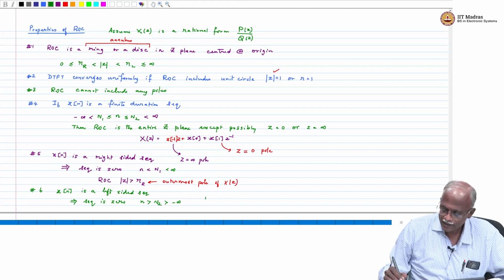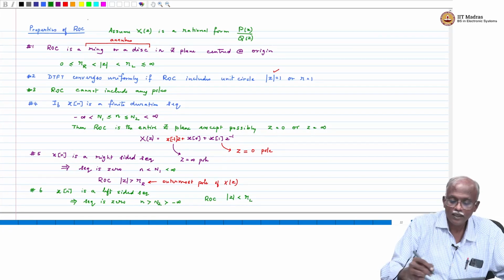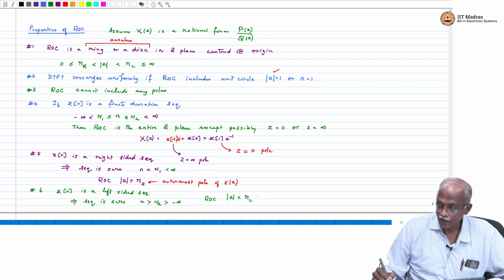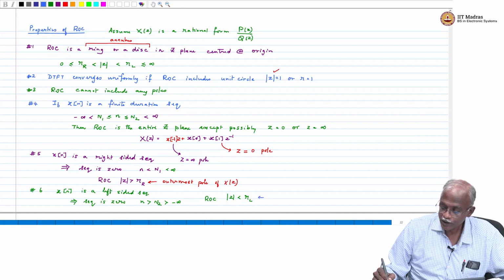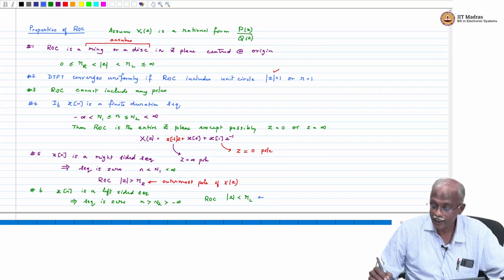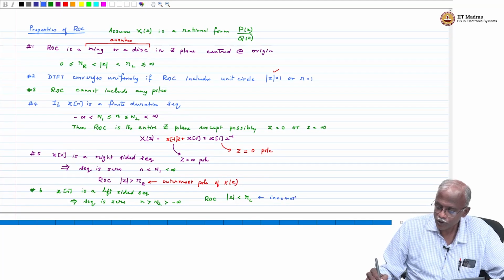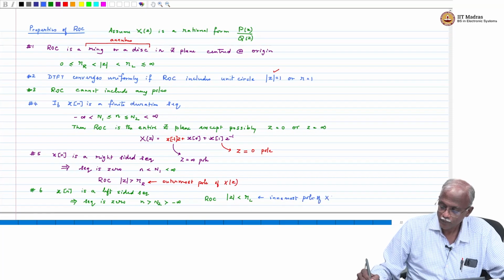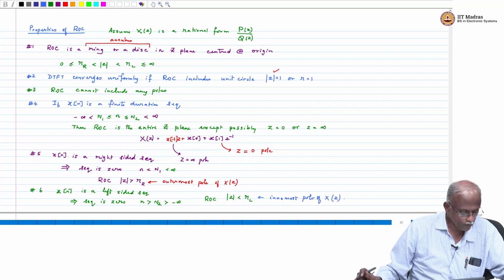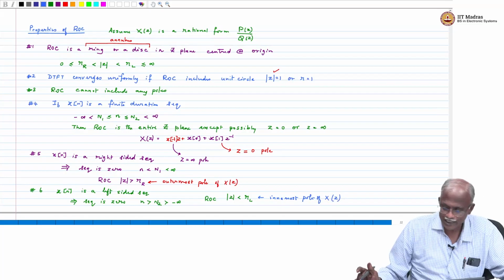Okay, in this case, the ROC will be mod Z less than R_L, and since we cannot include any of the poles, this means that R_L should be the innermost pole of x of z. So that will be the region of convergence.